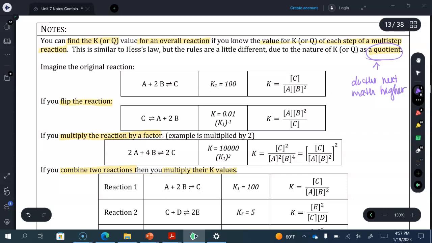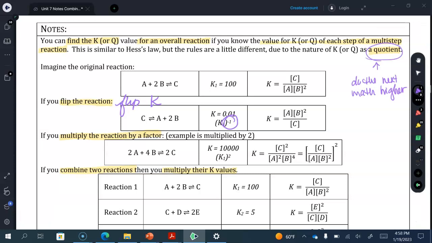So to make the reactions work, if you end up flipping the reaction, you flip the reaction around. In Hess's law, we multiplied delta H by a negative sign and flipped the sign. Instead, when we flip the reaction, we flip K, right? So we take the inverse of K.